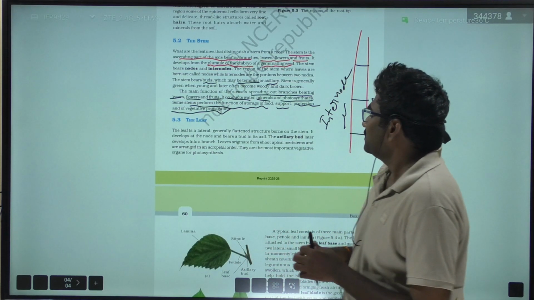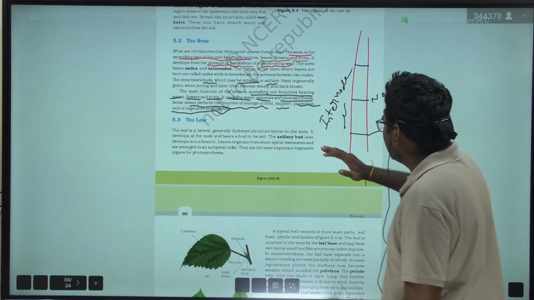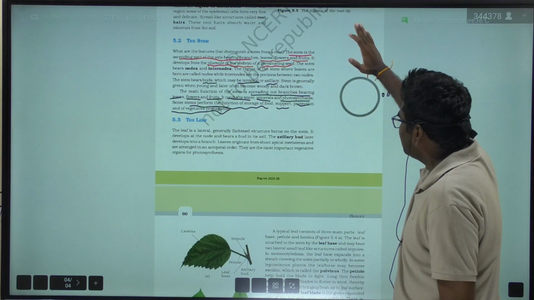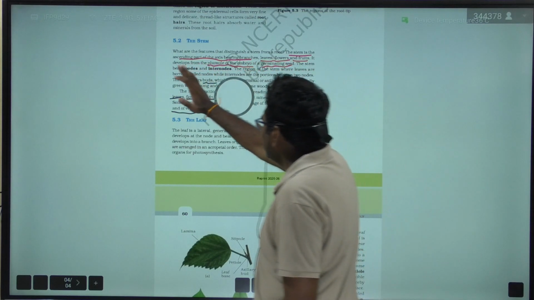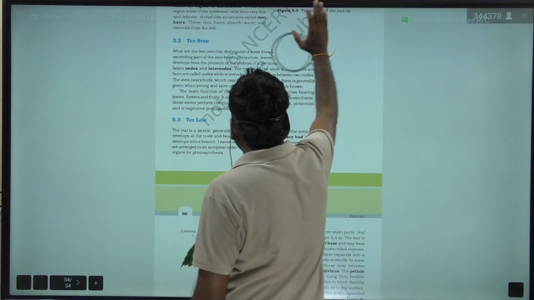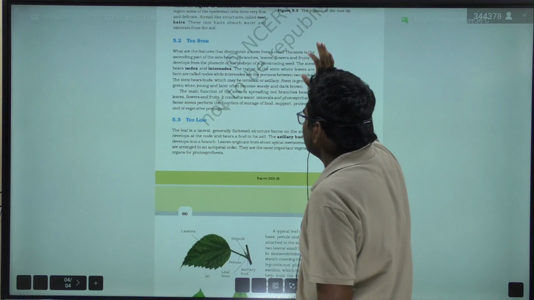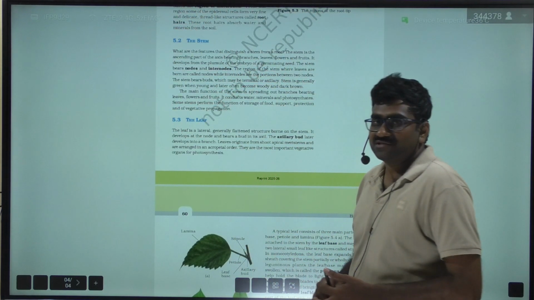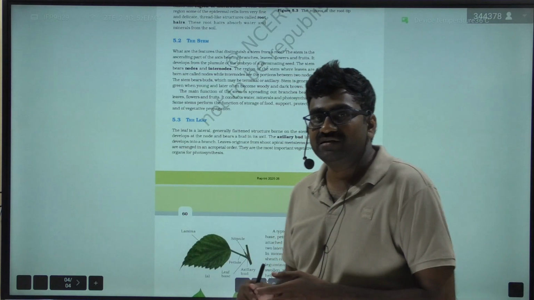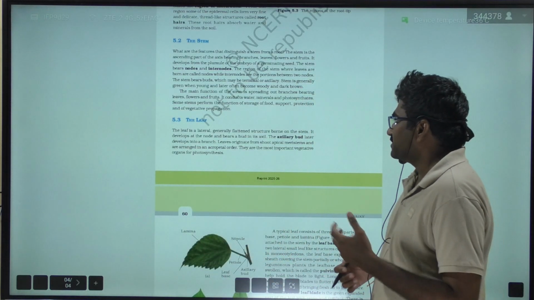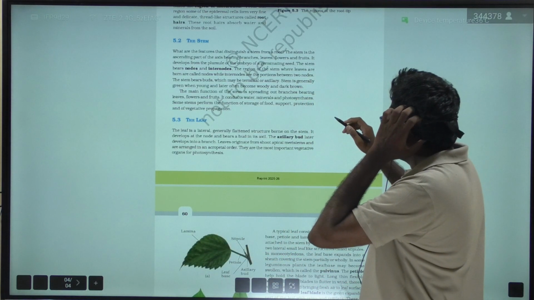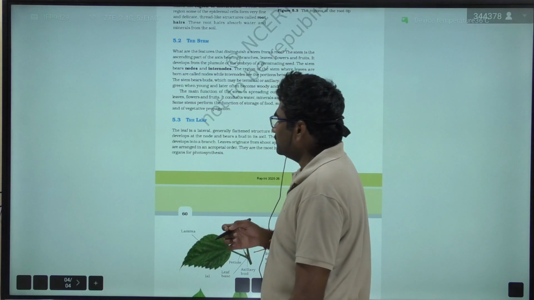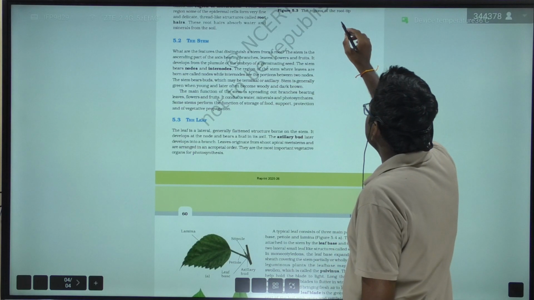So here the stem is modified to perform different functions other than its main function. What is the main function of stem? It conducts water, minerals and photosynthesis. What are the other functions of stem? It is involved in the storage of food materials, vegetative propagation, etc. So here the stem is modified into three parts.